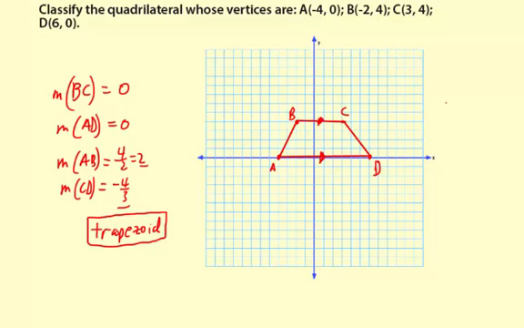Now it's very important that you go through the process and compare the slope criteria here. Don't just draw it on the graph and then say, oh, it looks like a trapezoid. You actually have to go through the proof process here.